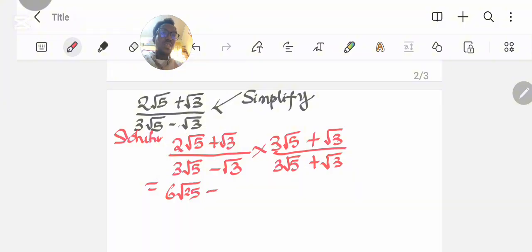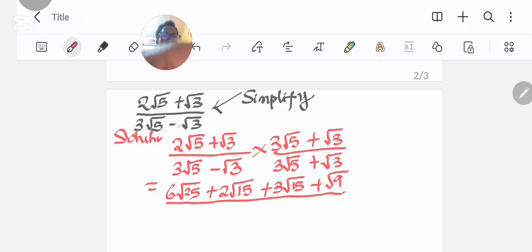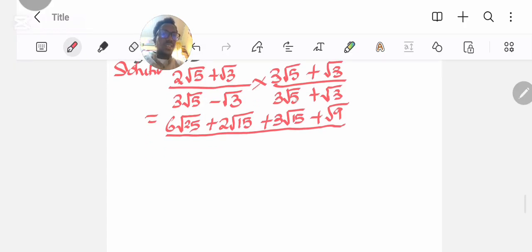2 root 5 times root 3 is going to give us 2 root 15 plus root 3 times 3 root 5 is going to give us 3 root 15 plus root 3 times root 3 is going to give us root 9, all over the 3 root 5 times 3 root 5 is going to give us 9 root 25. 3 root 5 times root 3 is going to give us 3 root 15, minus root 3 times this 3 root 5 is going to give us minus 3 root 15, minus root 3 times plus root 3 is going to give us minus root 9.